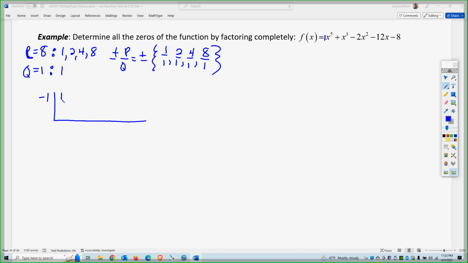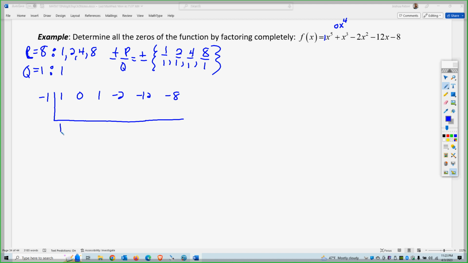So I have 1, 0, 1, -2, -12, and -8. And you're like, well, wait a minute, there's no 0 in the original problem. But if you look, there's no fourth power here, right? So just like we did division, we had to put in the zeros in the prior section. For synthetic division, it's the same thing. You have to put in the zeros for the missing terms.